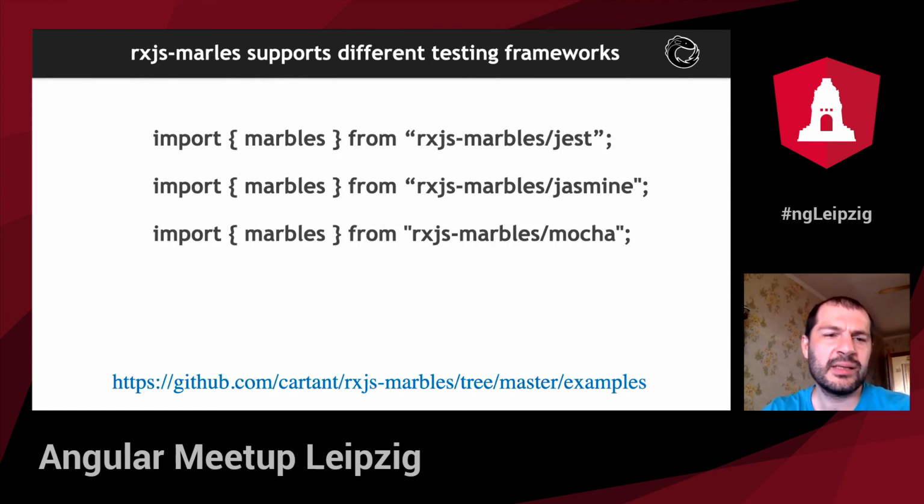Depending on the import path which you use for helpers, rxjs-marbles will instantiate TestScheduler and provide assertion function from respective testing framework. Also, there are many test examples for each framework as well in the GitHub repo. You can take a look at them by link on the slide.